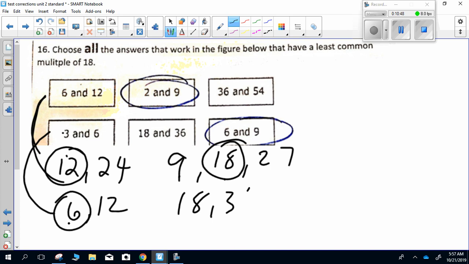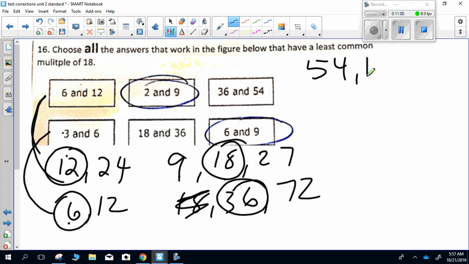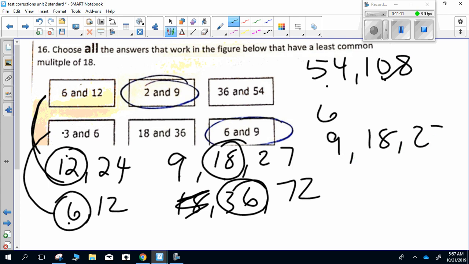18 and 36. Oops, start with 36, 36, 72. 18 going into 36, yes, so that's why that one does not work. 54, 108. 36 going into 54, no. 36 going into 108, yes, that's why that one does not work. 6 and 9, 9, 18, 27. 6 going into 9, no, 6 going into 18, yes.